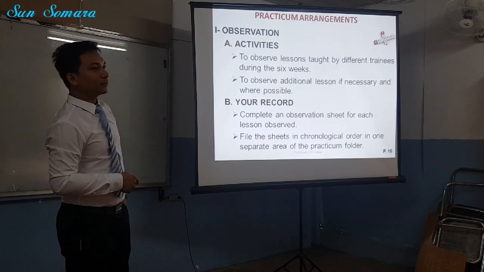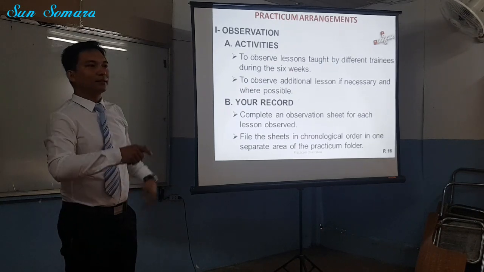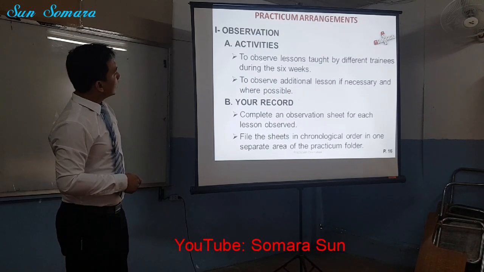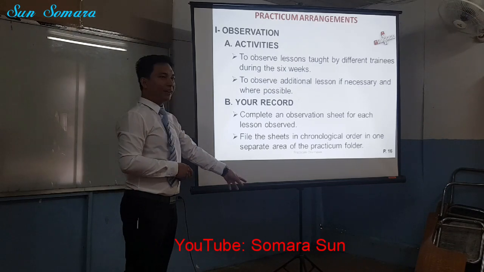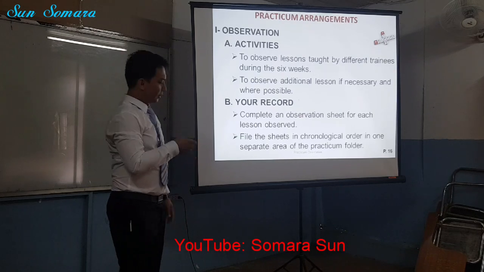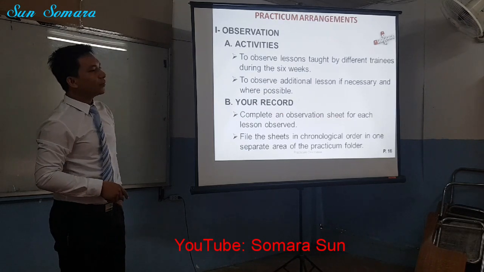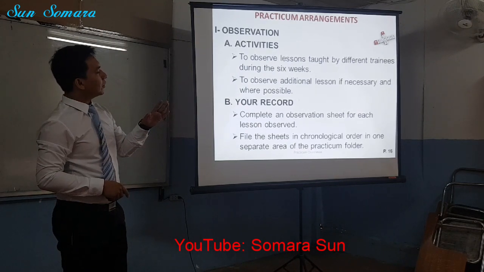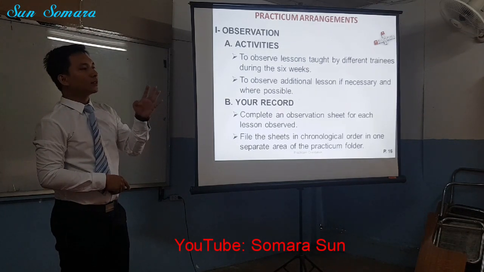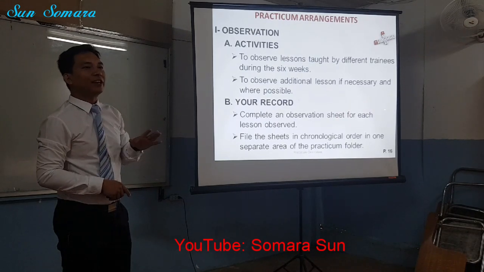Observation. You sit at the back, observe what the teacher does here, and then take notes. But don't worry, they have the list for you to complete. And observe additional lessons if necessary and where possible. So that's why one trainee here, another 4 trainees at the back. Observe and fill in your trainee journal. Okay? And after that, your record. Complete an observation sheet for each lesson observed. If there are 5 members in one group, if you observe, it means that you observe 4 people, right? 4 people in the group. It means that you observe 2 times. So 2 times 4 is 8 observation sheets. It means that you need to complete 8 observation sheets.